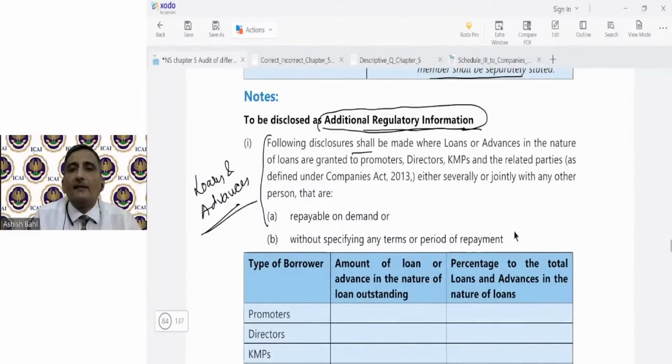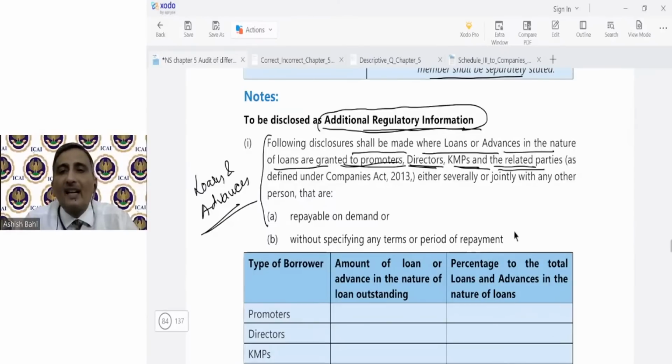so the following disclosures shall be made when loans or advances in the nature of loans are granted to promoters, directors, KMPs and other related parties. So when the loans are granted to promoters, directors, KMPs and other related parties.